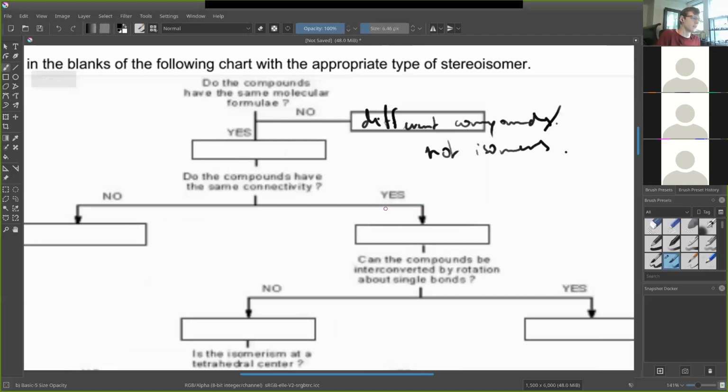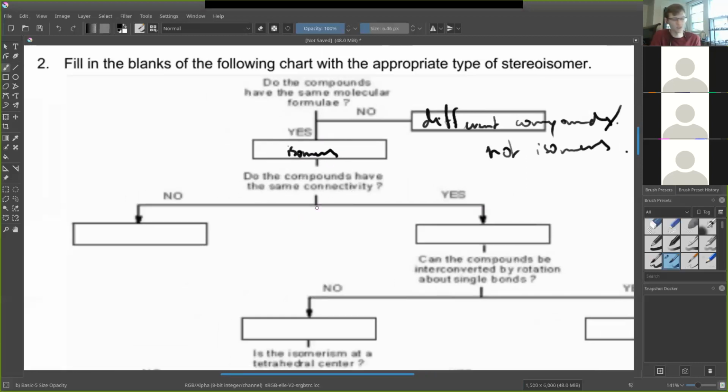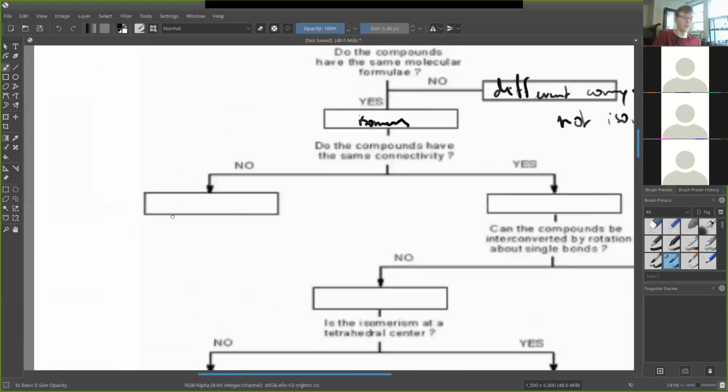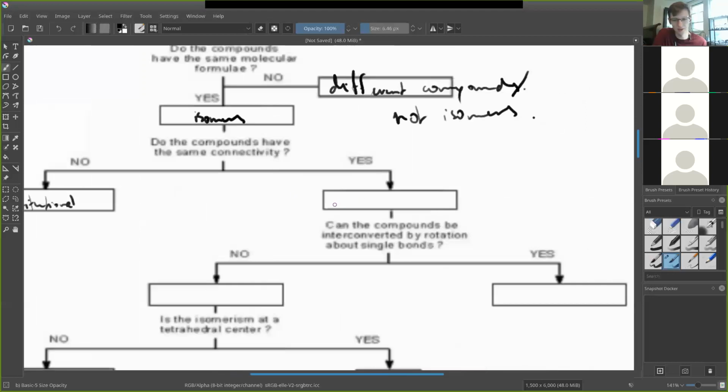Okay. Do they have the same molecular formulas? Okay. Well, now they're isomers, right? Do they have the same connectivity? No, they don't. Now I'll ask you guys, what do we call it if they don't have the same connectivity? Constitutional isomers. Yeah. So they're constitutional isomers. If yes, then what do we call them? Stereoisomers.